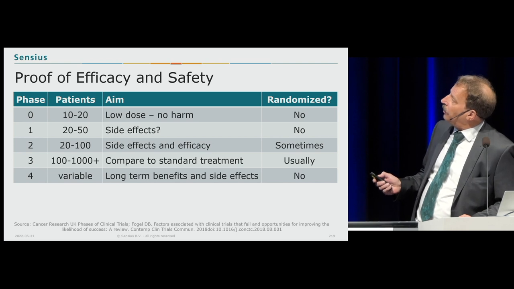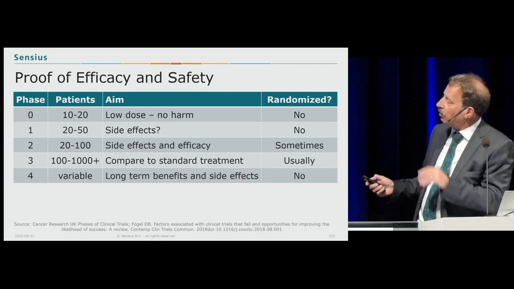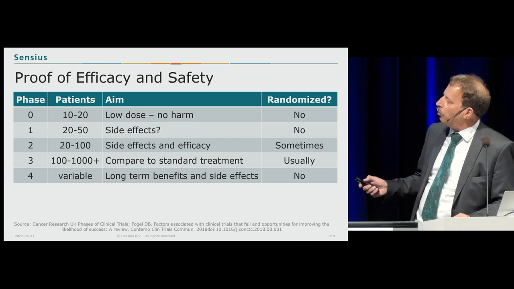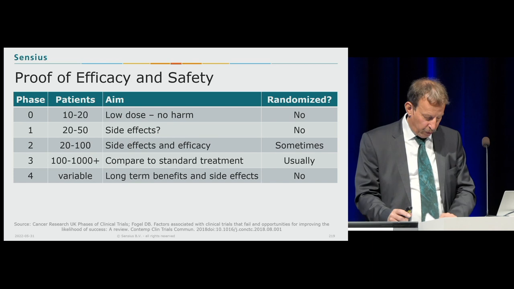We didn't discuss the necessity of randomized trials. But if you do normally a proof of efficacy, you start with a phase zero trial, you need a low amount of patients, and you can decide whether the device at low dose does no harm. And if you go to the next steps, side effects and efficacy, the number of patients that you need in your trial are increasing, and you go from a single arm trial to a randomized trial if you want to compare your novel, innovative treatment to the standard treatment. And more undefined are long-term benefits and side effects. They are often not randomized, often also retrospective.